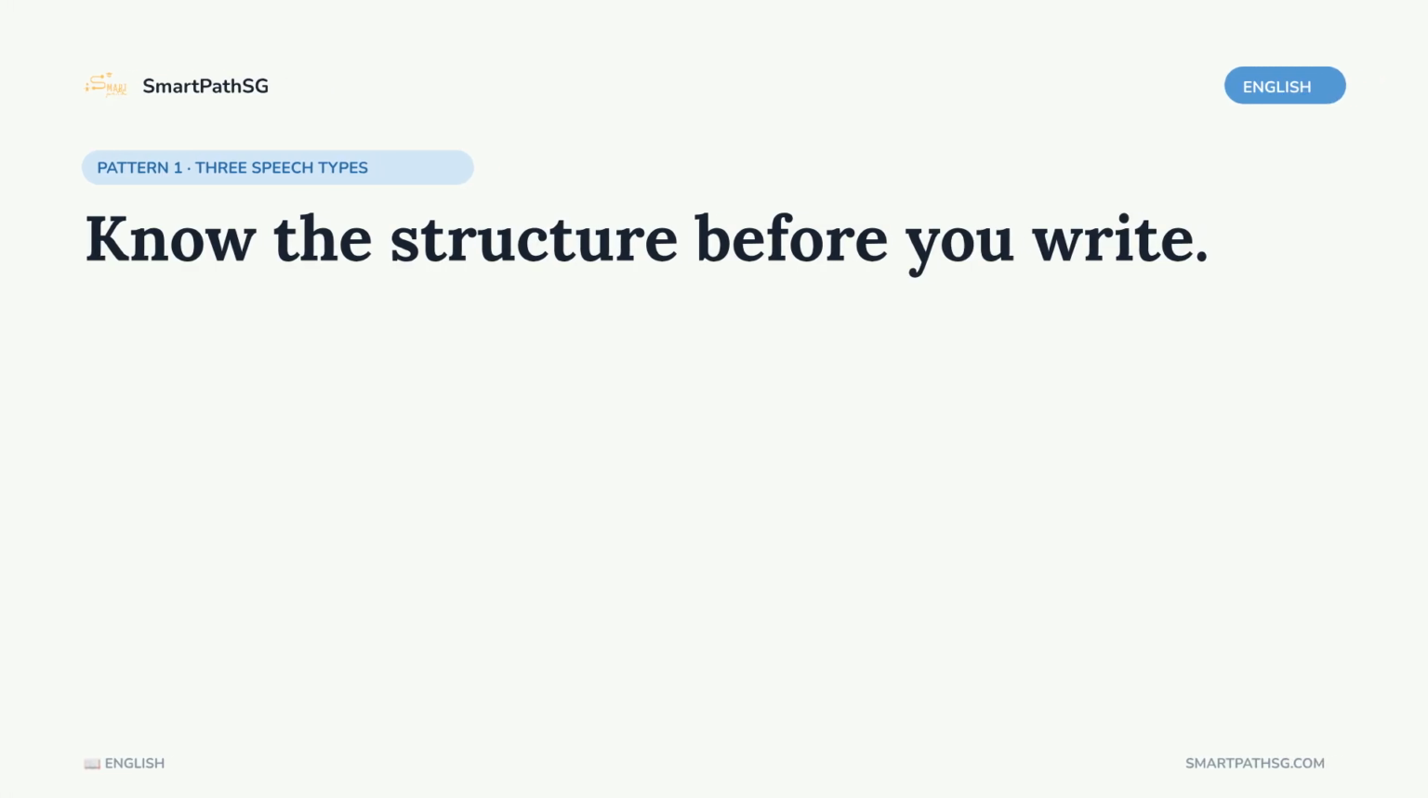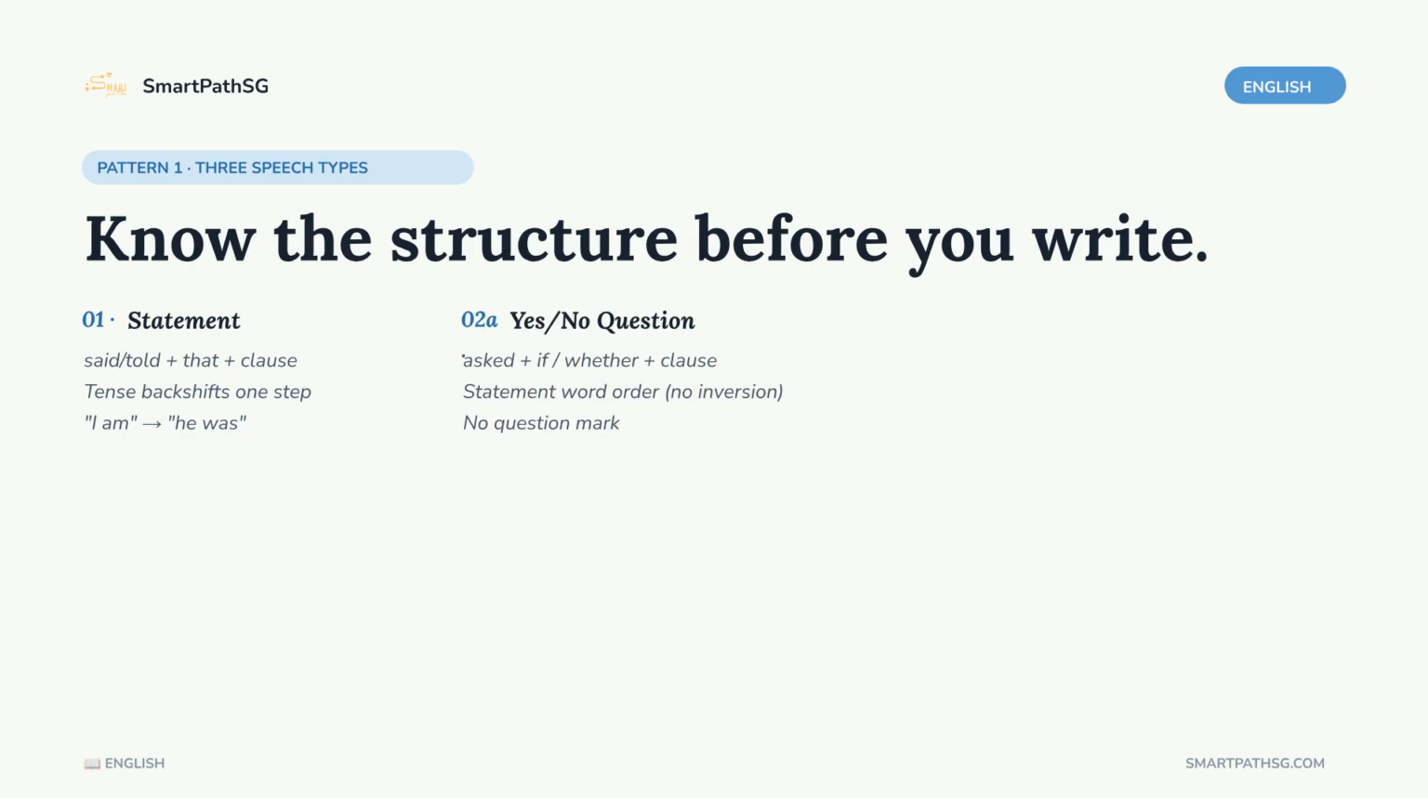Now let's review the right structure for each of the 3 speech types. For a statement, we use said or told, plus that, plus clause, and shift the tense back. There are 2 types of questions. For a yes-no question, it's asked, plus if or whether, plus clause. Remember to use statement word order and remove the question mark.